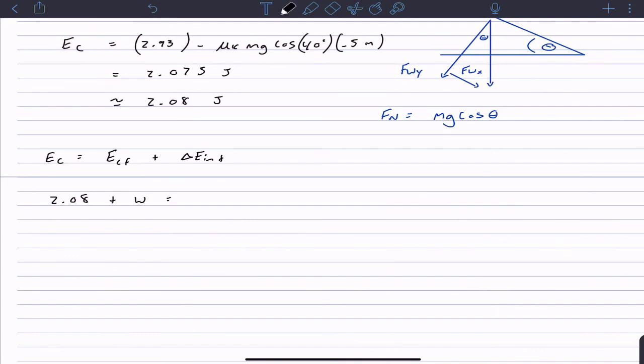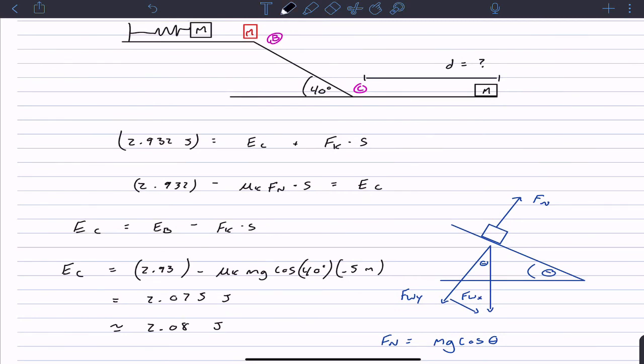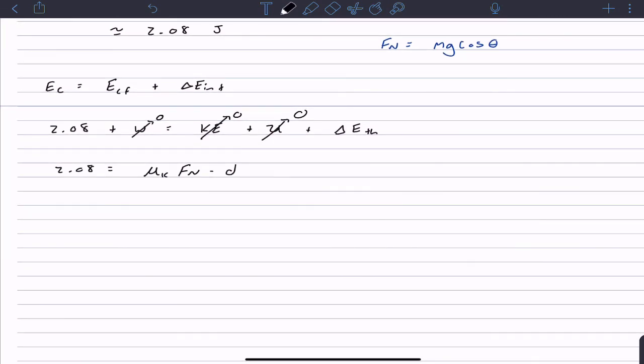The change in work is equal to kinetic energy plus the potential energy plus the change in the internal or thermal energy. We can also call it that. There's no kinetic energy when the thing comes to a rest. There's no gravitational potential when it's at the very bottom of the track. There's no extra work being done. We've already calculated all of that. So now all we have left is 2.08 is equal to mu k Fn times the distance, right? Distance traveled.